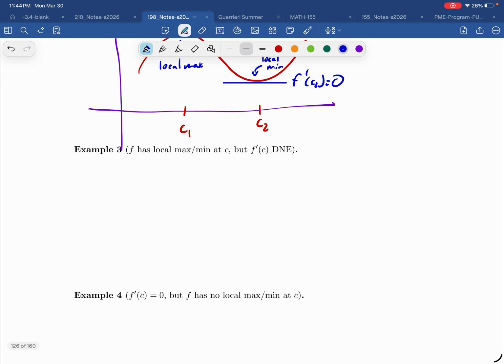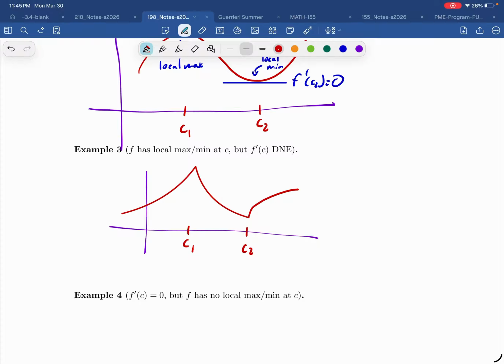How can we have a local max or min, but the derivative does not exist? Well, just use your imagination. You could have something like this. Something very bizarre like this. Right? And here, we definitely have local maxes and mins, but we also definitely have things that are not differentiable.